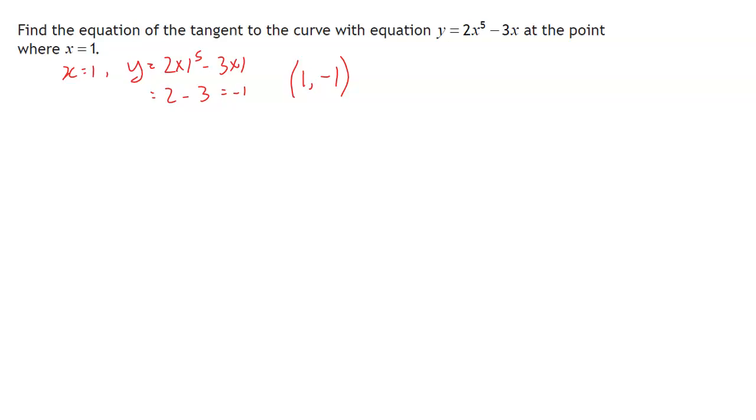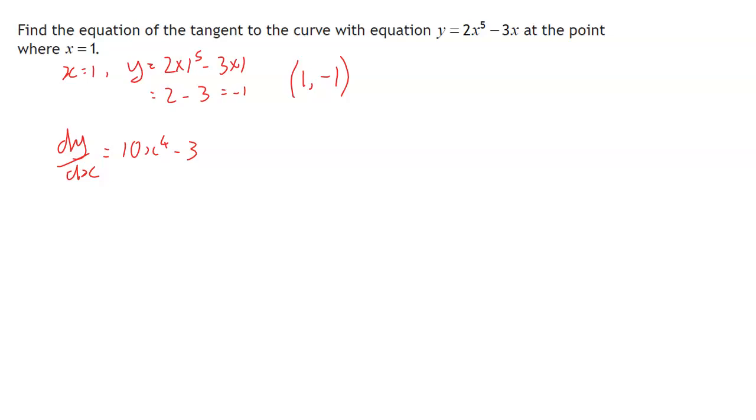Second thing I do is I then take the derivative of the curve's equation, so dy by dx, and that in this case gives me 10x to the power of 4 minus 3. Now, sometimes people might be tempted to set that equal to 0 and solve it like we've done in the past, and it's an understandable way to think, but you have to remember that's for solving for stationary points. That's not for finding a gradient.